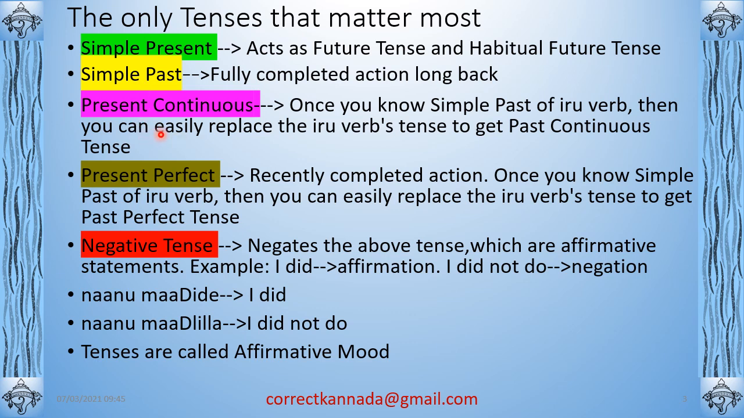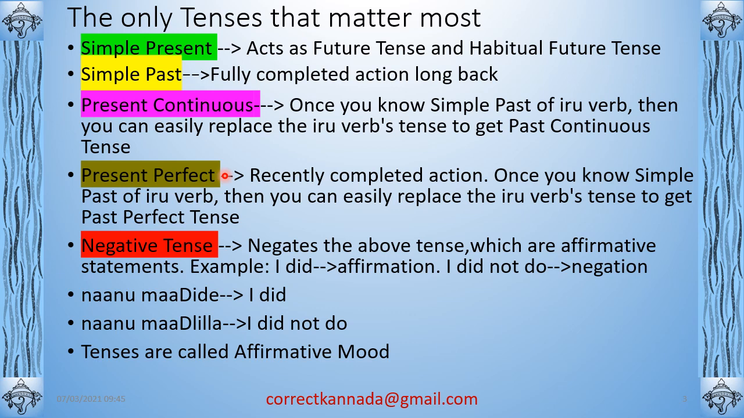Then we have the present continuous. Nanu Kannada Kaliyutta Iddini, right? So present continuous is also important because that is also used very often in spoken Kannada. Now, past continuous can easily be deduced from present continuous just by changing the iru verb, because as you know, all the tenses other than the simple tenses are called complex tenses. These complex tenses are made up of two words.